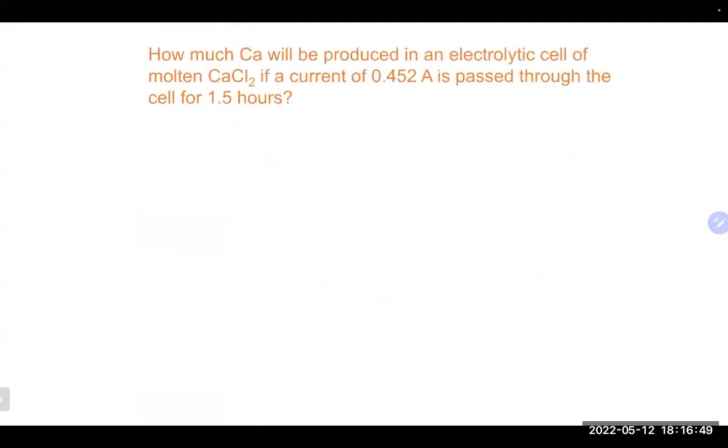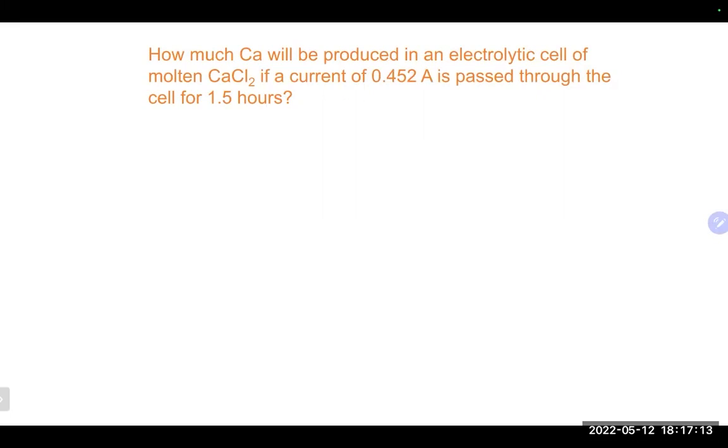Any questions on any of that? All right, so let's take a look at one here. Let's take a look at this one first. How much calcium will be produced in an electrolysis cell of molten calcium chloride if a current of 0.452 amps is passed through the cell for 1.5 hours?